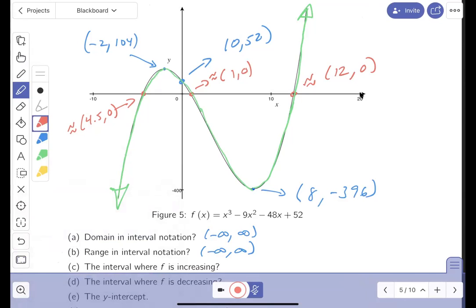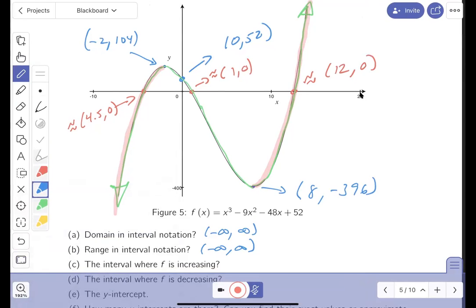I'm going to say it's increasing as I move left to right if it's moving up. So here, it's increasing here. It's also increasing over here. Okay, now what is that? We put the intervals down moving left to right. What are the intervals moving left to right for increasing?